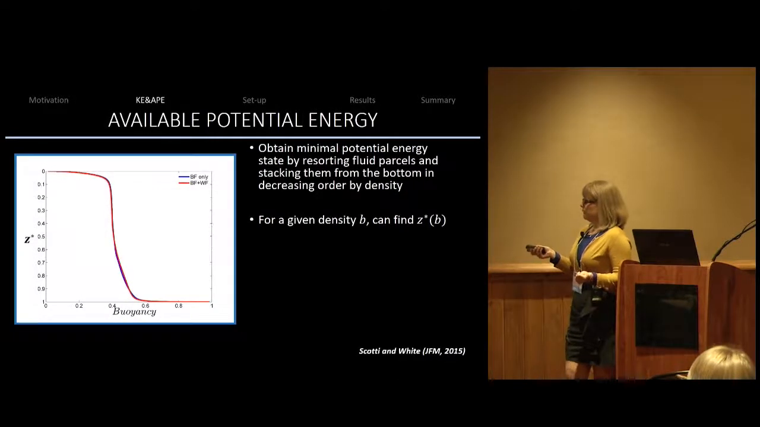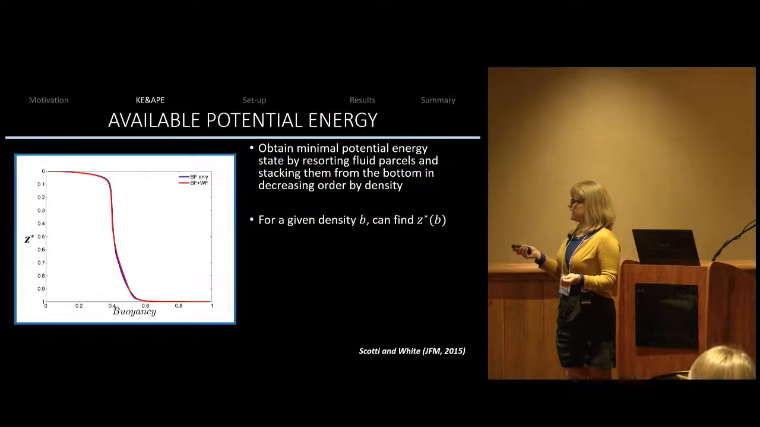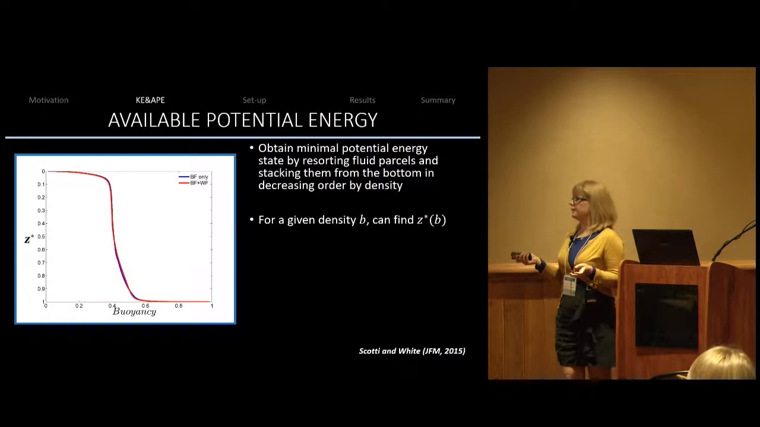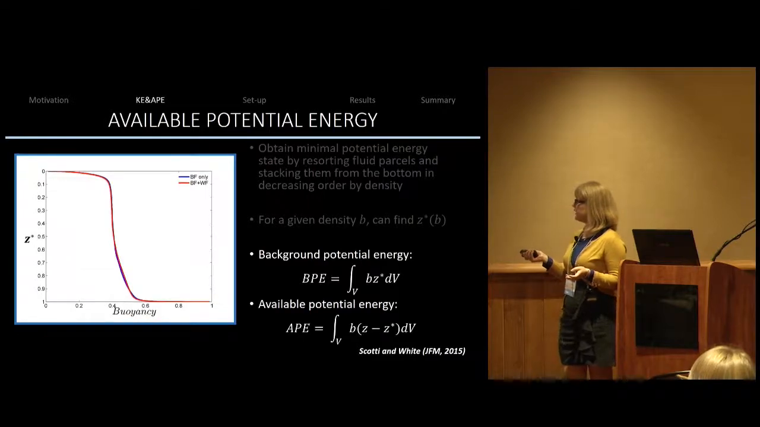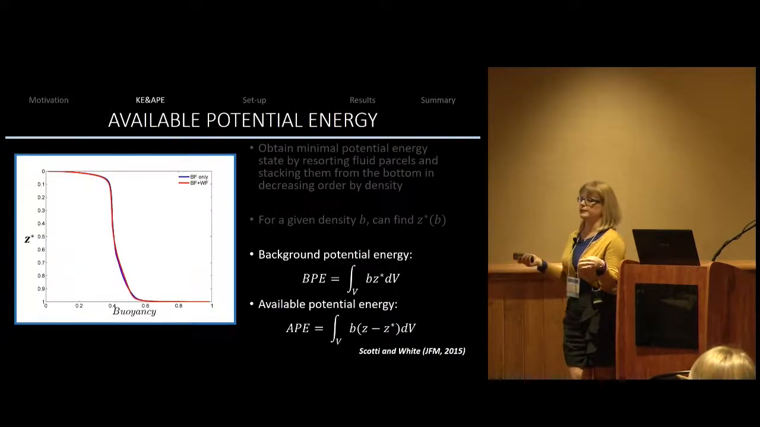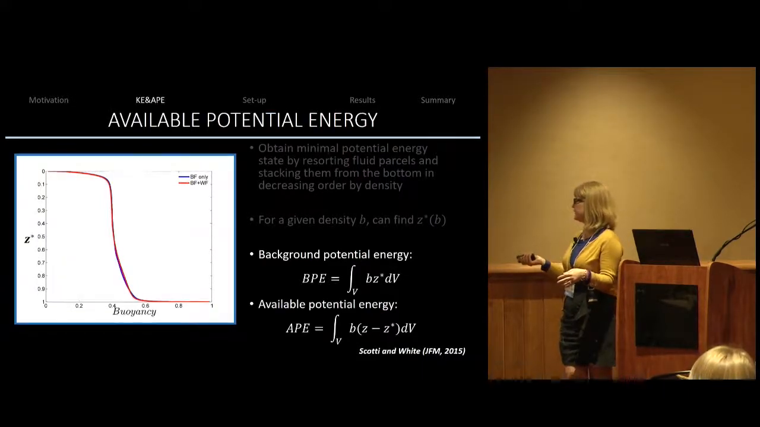So basically, if you take a parcel of a particular buoyancy in a resorted minimal density field, it will end up at this height. And so then using these parameters, you can calculate the background potential energy, which is just regular potential energy, but instead of z, you have z star. And then available potential energy is the difference between the total potential energy and the background potential energy.